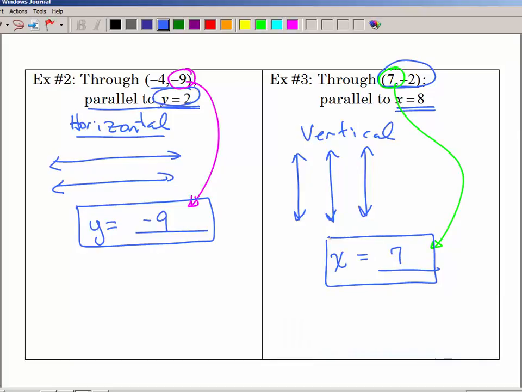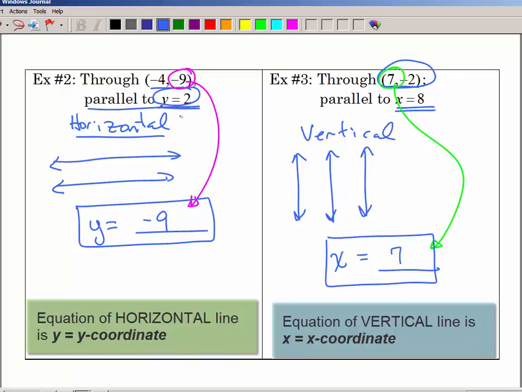So parallel lines have the same slope. Again, you have to know that horizontal lines are y equals, vertical lines are x equals.